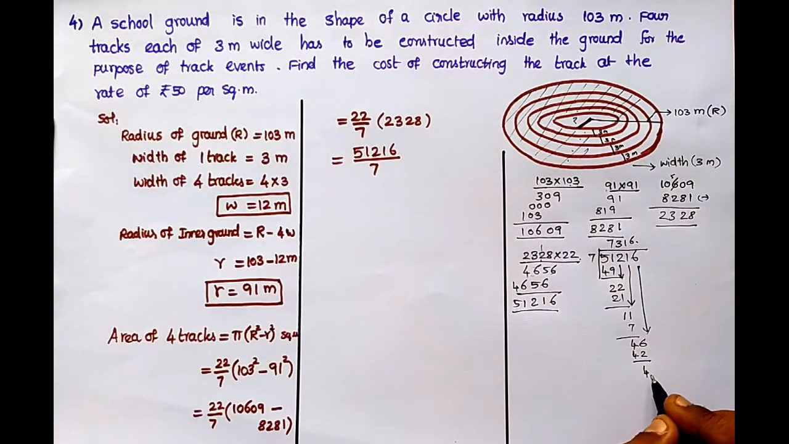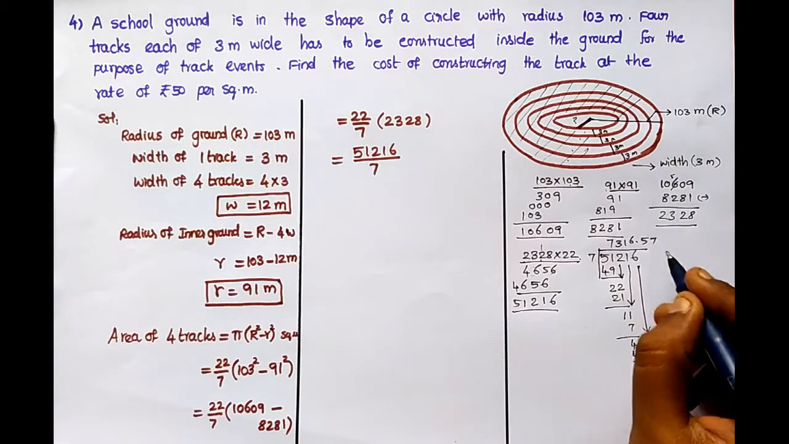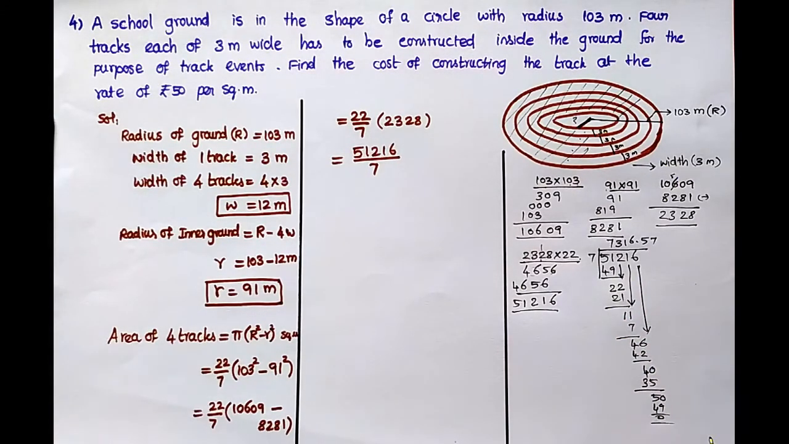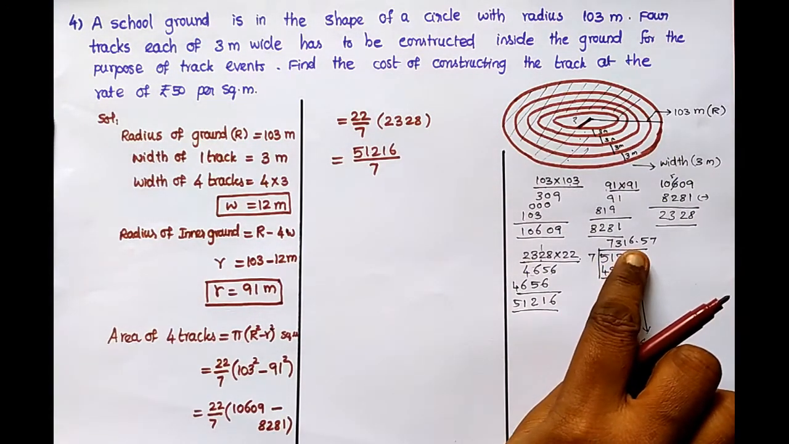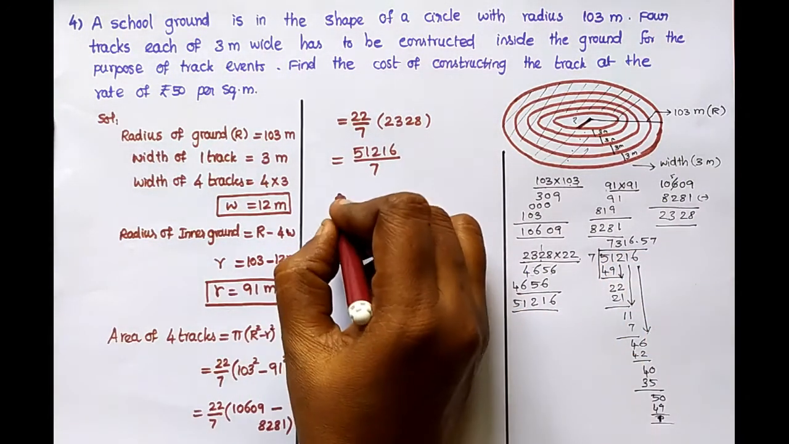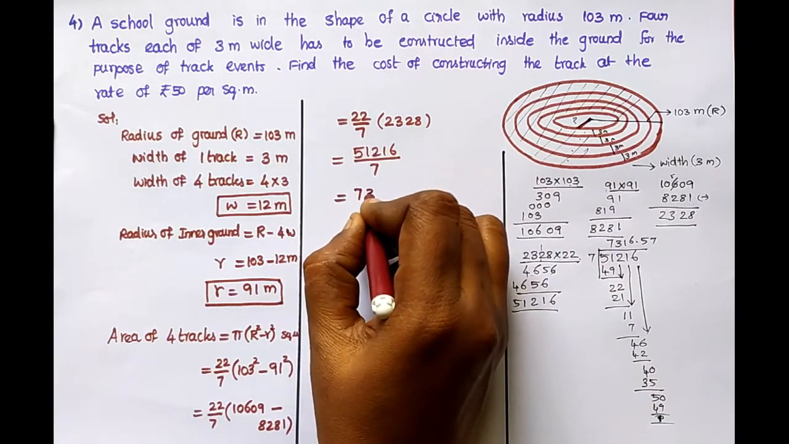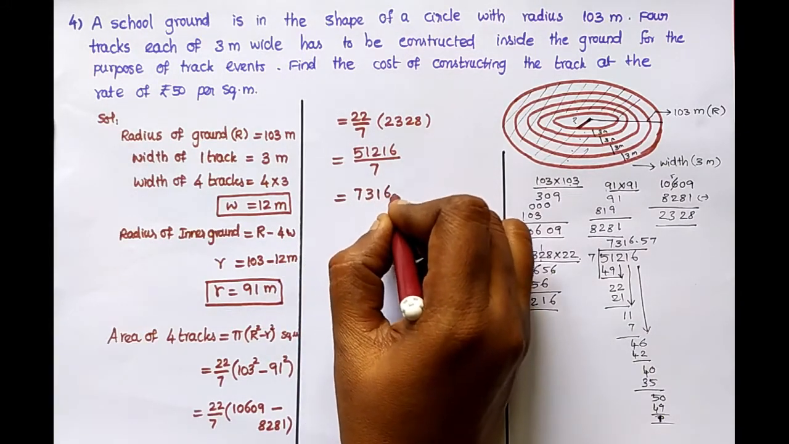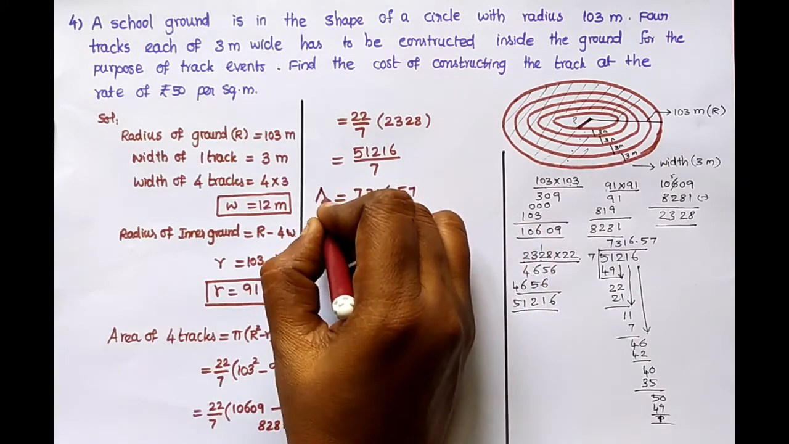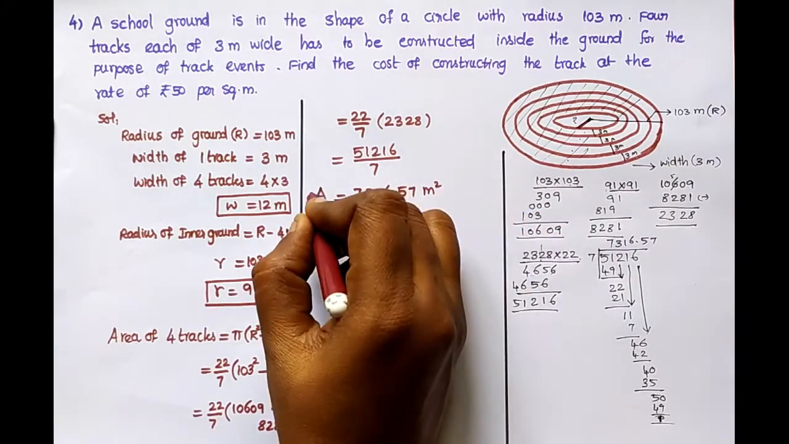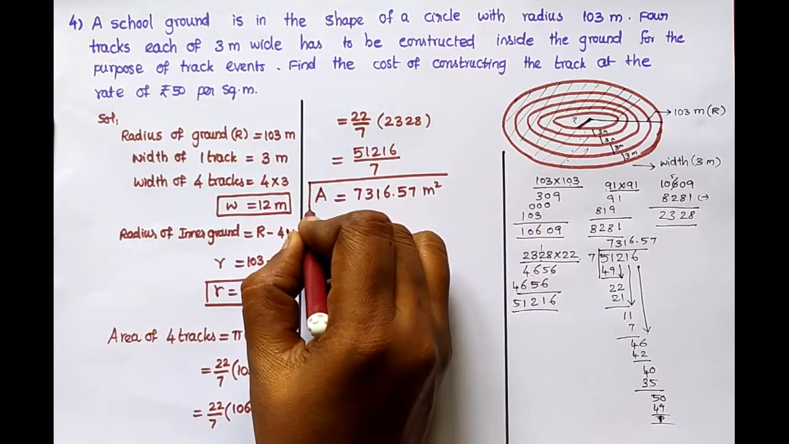Keep the point and put 0. 5 times 7 is 35. 50. That is 7 times 7 is 49. 1 is balance here. So after the decimal point 2 digits is enough. So the answer is 7316.57 meter squared. That is the area.